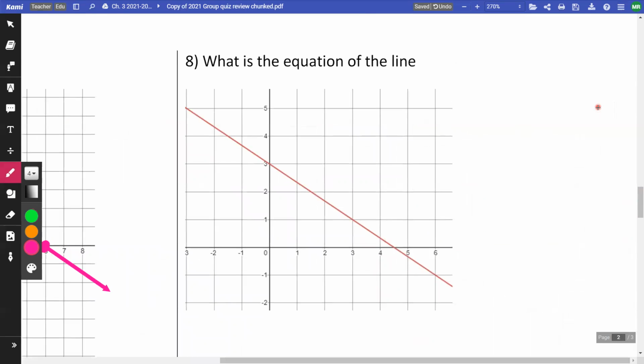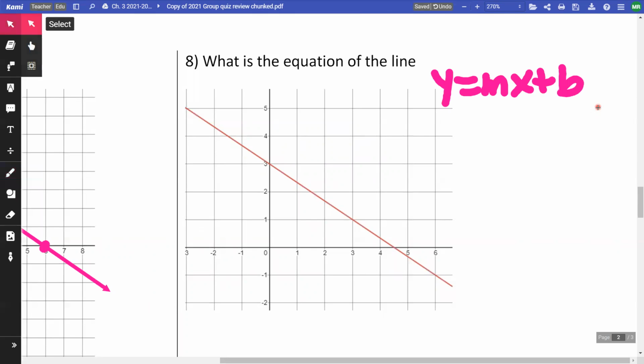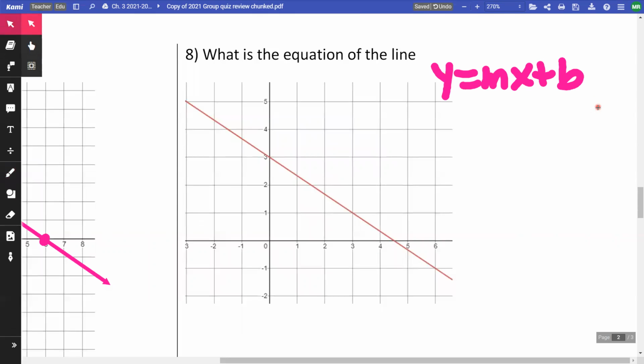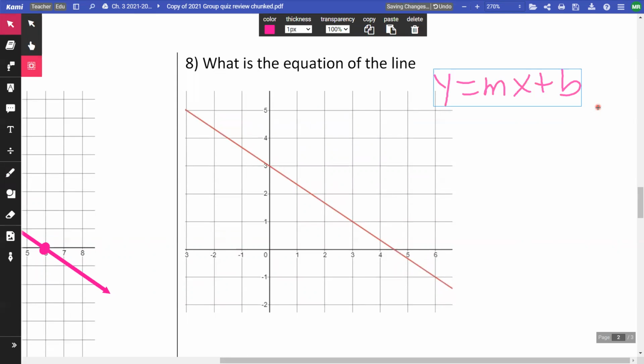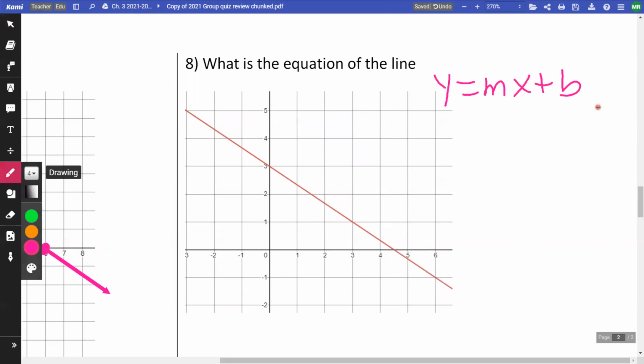On this one, I want the equation of a line. Equation of a line is y equals mx plus b. Sorry, I'm just going to make this a little thinner. y equals mx plus b. And so this is my y-intercept, which is going to be 3.